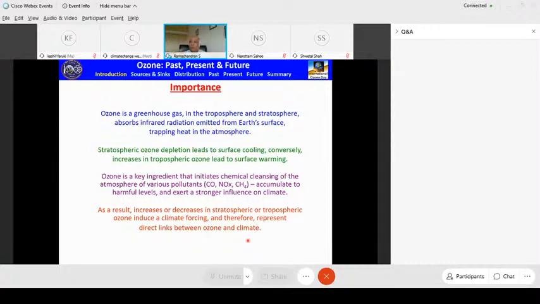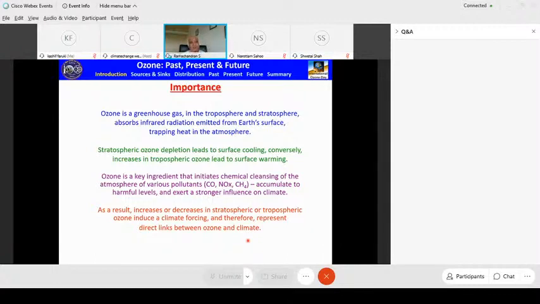In addition, ozone is important because it is a key ingredient that initiates chemical reactions in the Earth's atmosphere, resulting in chemical cleansing of the atmosphere of various pollutants, namely carbon monoxide, which is harmful and is emitted from the tailpipes of vehicles, industrial emissions, etc. Then nitrogen dioxide, nitrogen oxides, and methane are emitted from natural and man-made sources.